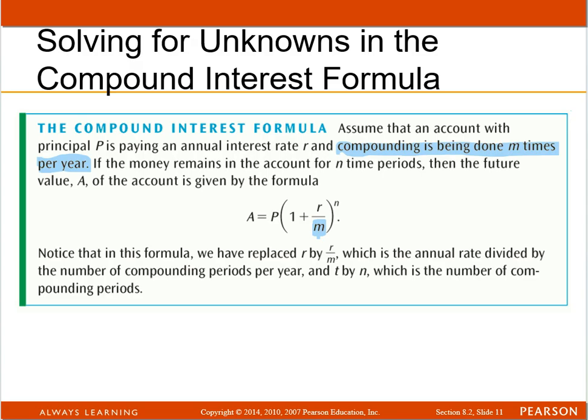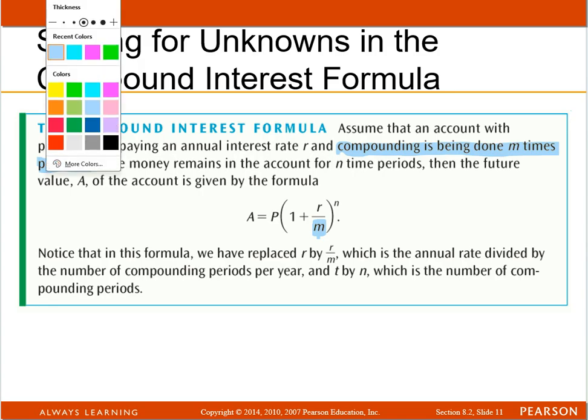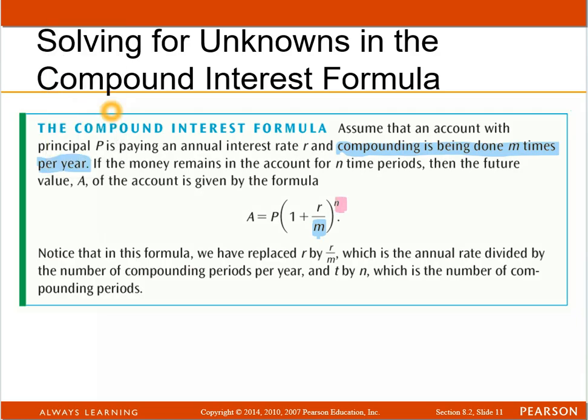Capital A is still a future amount. Capital P is still your principal. Little r is still your rate. M is the new thing because now it's going to be compounding more than just one time over the whole account. And then this gets raised to a power of n. And n is if the money remains in the account for n time periods.